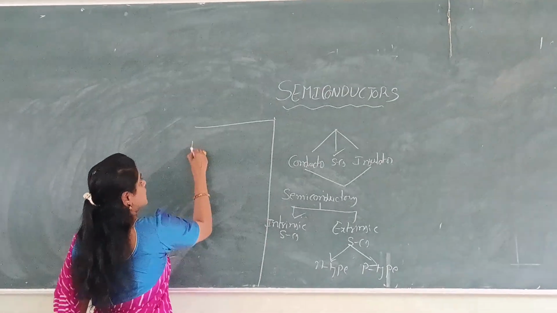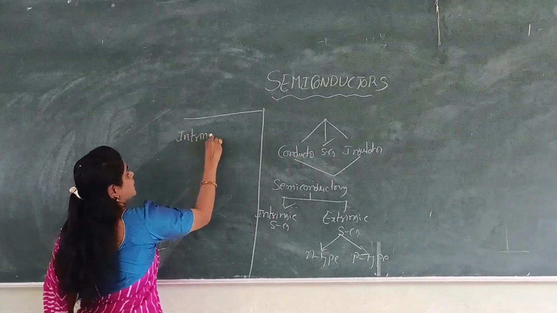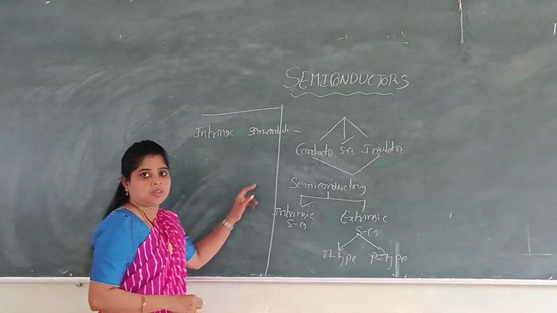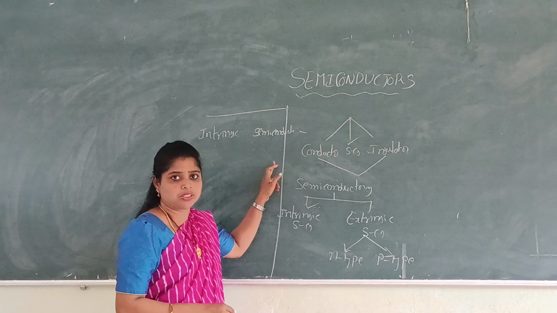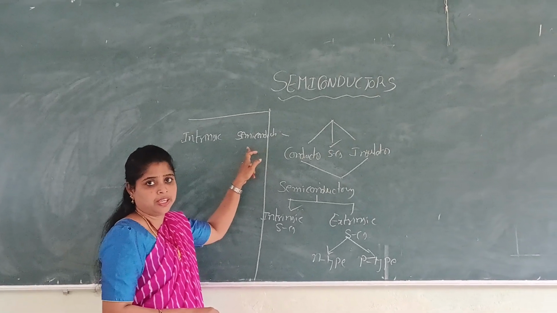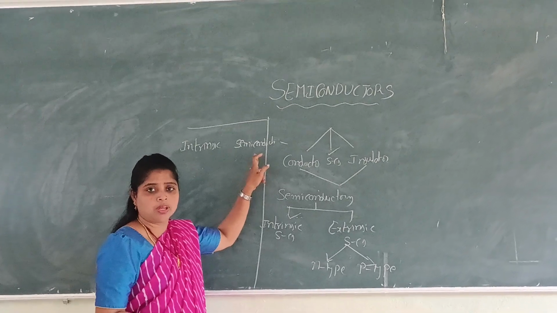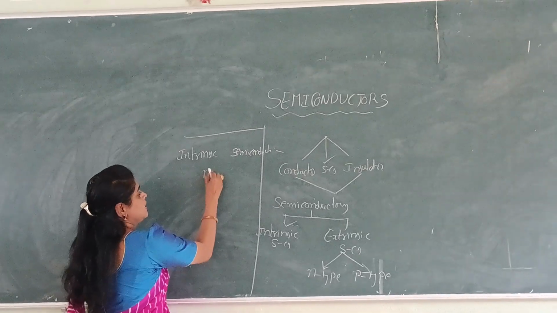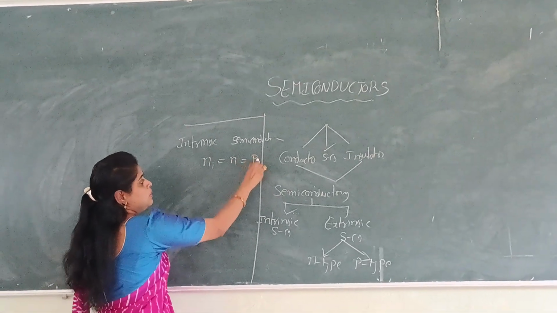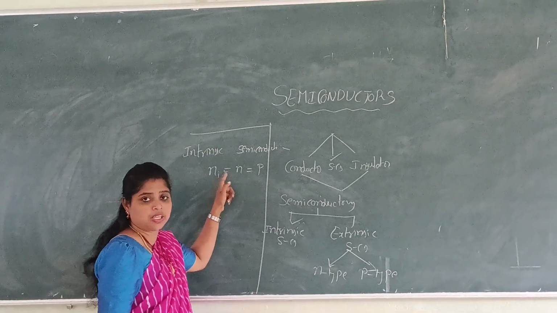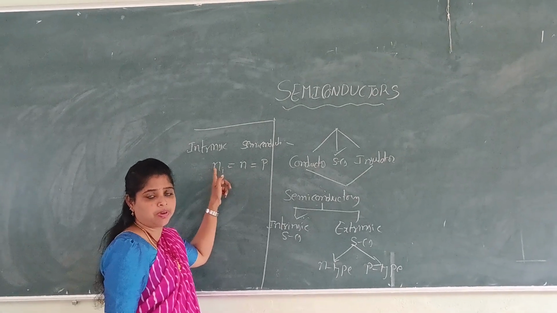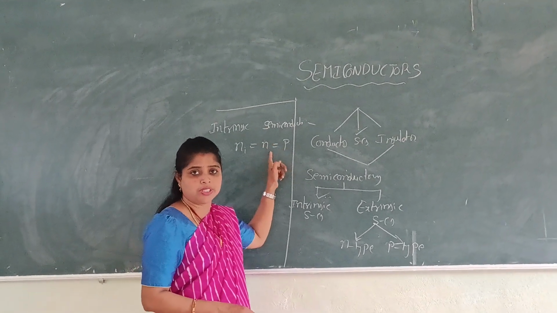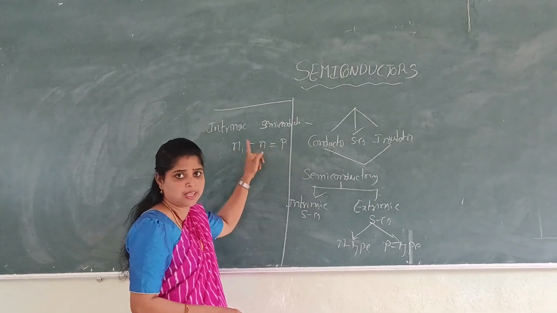Coming to intrinsic semiconductor, what is meant by intrinsic semiconductor? The semiconductor which is in pure form is known as intrinsic semiconductor. Here, the number of electrons equals the number of holes, meaning electron density equals hole density. So ni = n = p.